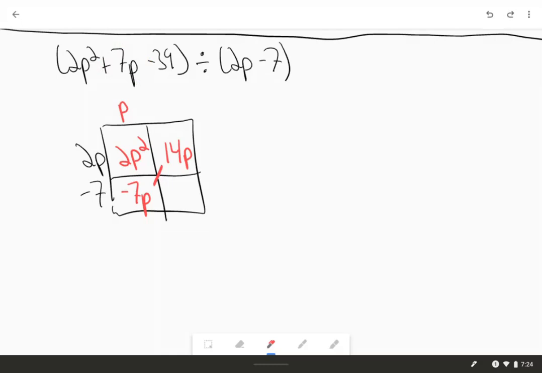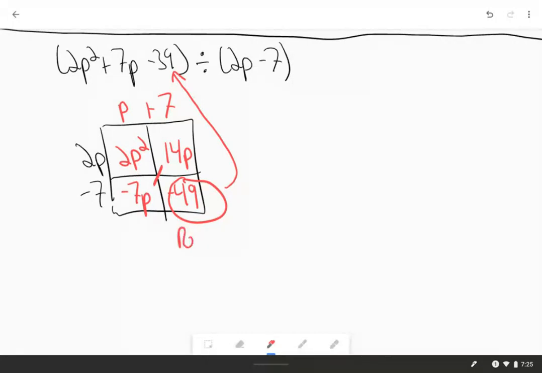Okay. Let's do this again. 2p times what is 14p? That's going to be plus 7, right? Is 2p times 7 equal to 14p? Yes. Okay. And then negative 7 times positive 7 is negative 49. And once again, notice we get a different constant term. We got a constant term of negative 49, but I need a constant term of negative 39. That means there's a remainder.